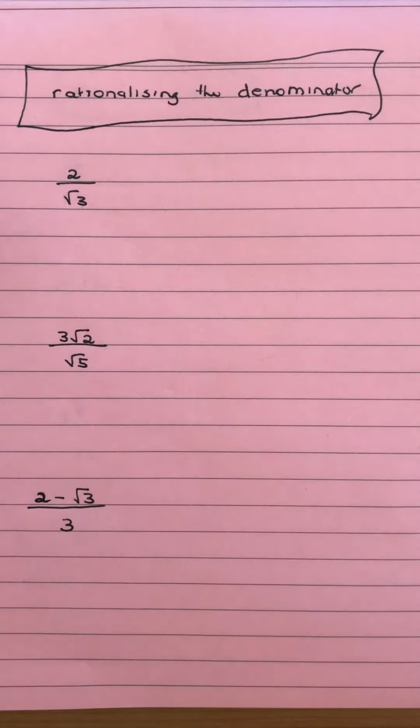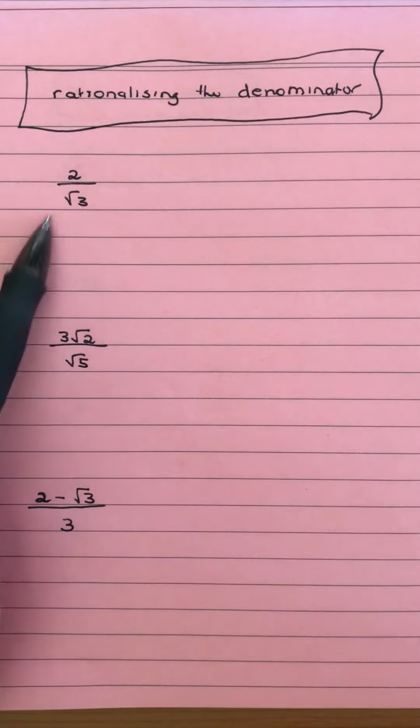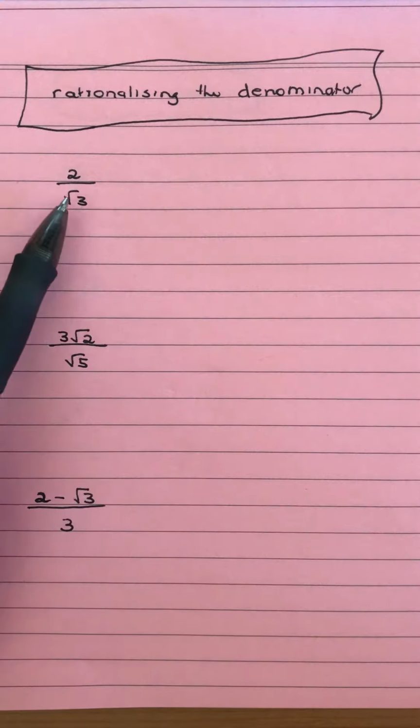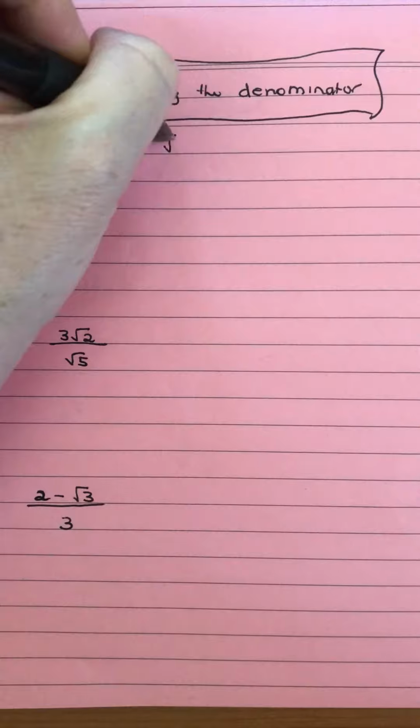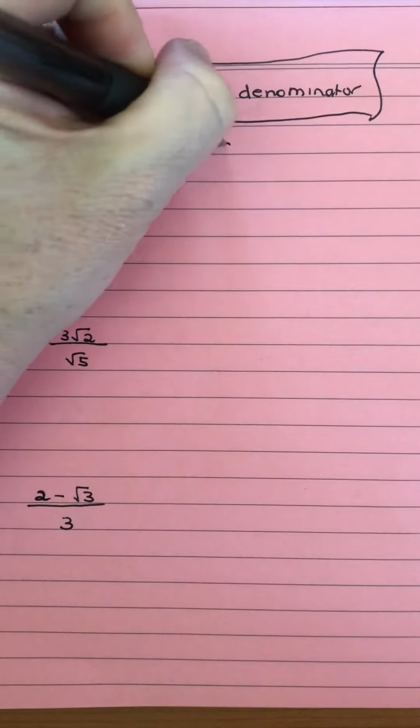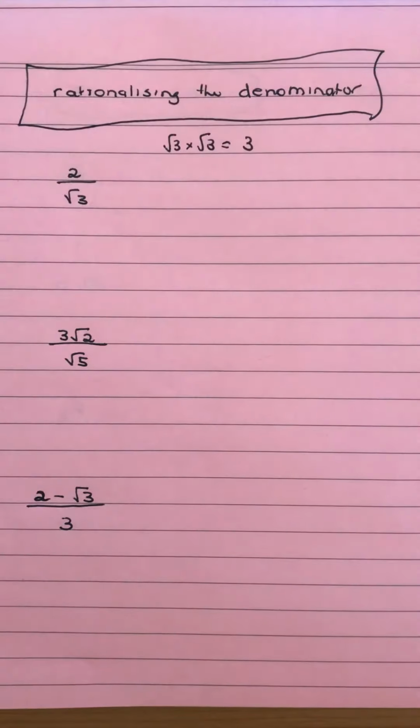So when we've got a root 3 on the bottom as our denominator that's irrational, we want to get rid of that. So the best way to get rid of something on the bottom is to multiply by the same thing. And if we've got a root 3 and we multiply by a root 3, we end up with that number. So if we have root 3 times root 3, that's just going to give us 3.